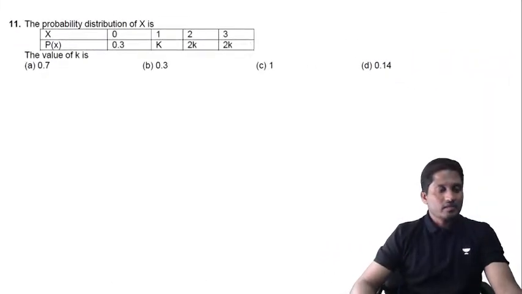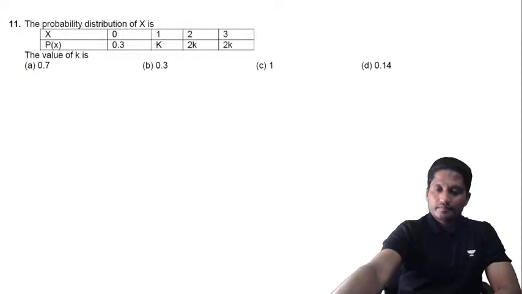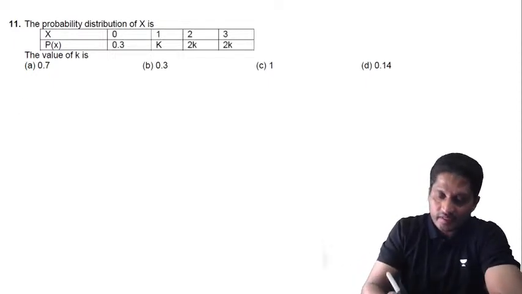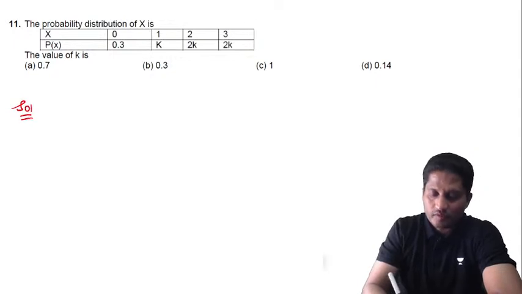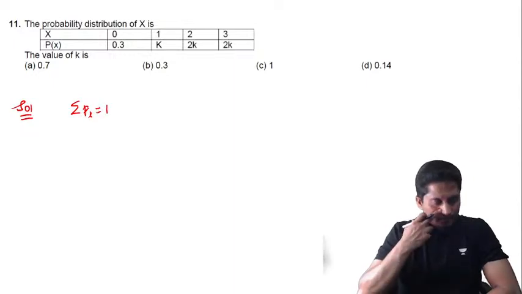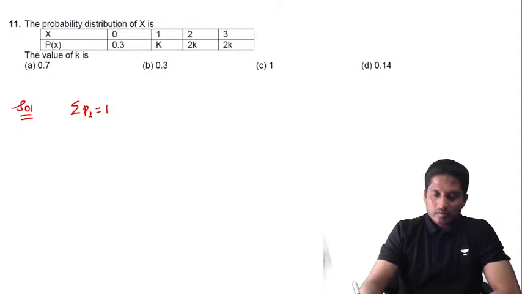Question number 11. Sum of all probabilities is 1, right? I'm supposed to find the value of K. Sum of all probabilities is 1. Okay, sum of all probabilities will be equal to 1.